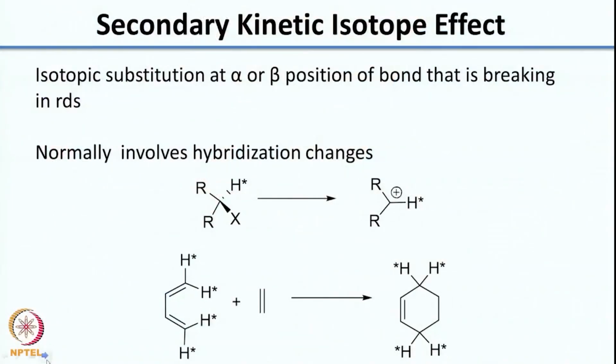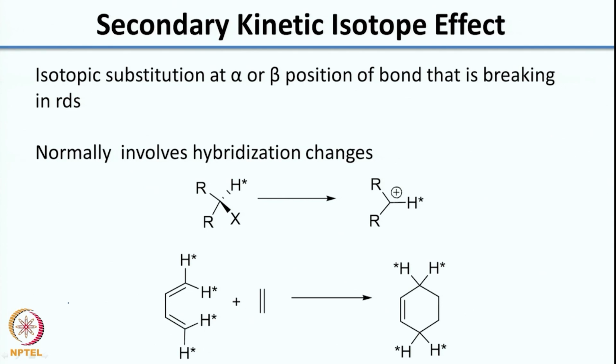So, today what we will be doing is we will be looking at what is called as a secondary kinetic isotope effect. So, in the secondary kinetic isotope effect, the isotopic substitution occurs at an alpha or beta position of the bond that is breaking in the rate determining step. So, we are not looking at the CH bond that is actually breaking in the rate determining step, but we are looking at bonds that are at the positions which are alpha or beta to the CH bond that is breaking. So, normally when you think of it, it usually involves hybridization changes.